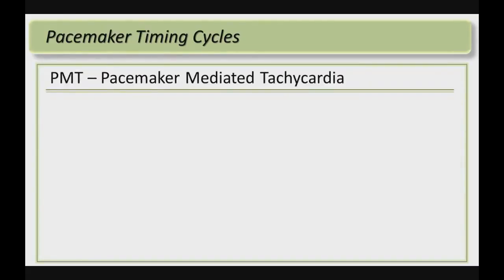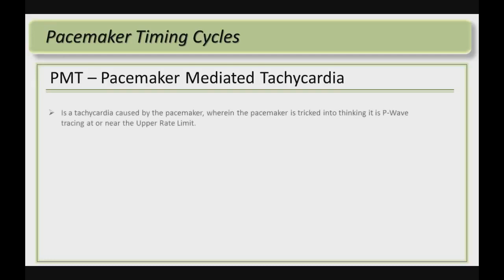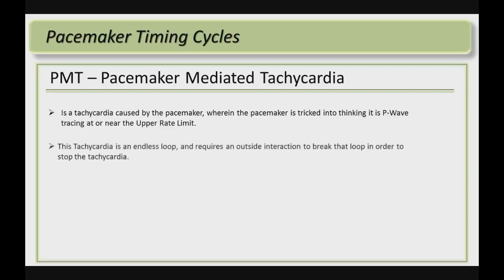Pacemaker-mediated tachycardia, abbreviated PMT. PMT is a tachycardia caused by the pacemaker, wherein the pacemaker is tricked into thinking it is P-wave tracking at or near the upper rate limit. This tachycardia is an endless loop and requires an outside interaction to break that loop in order to stop the tachycardia. It will appear as A-sense V-pace at or near the maximum track rate or upper rate limit.